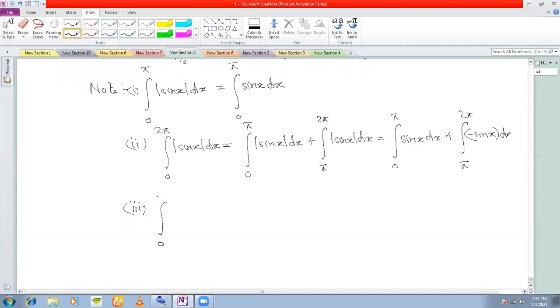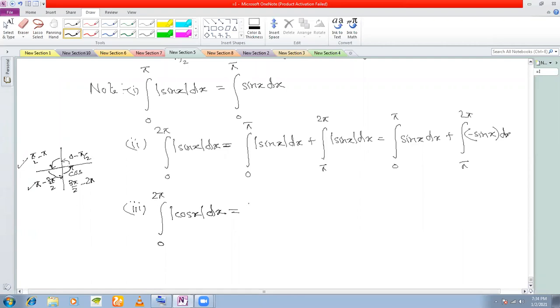If I give you the integral from 0 to 2 pi of mod cos x, then what will happen? See, cos is positive from 3 pi by 2 to 2 pi, and cos is also positive from 0 to pi by 2. And cos is negative from pi by 2 to pi, and from pi to 3 pi by 2 cos is negative as well.